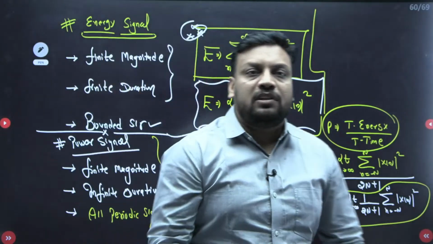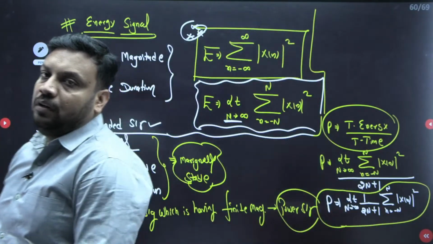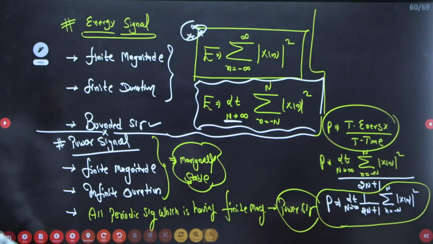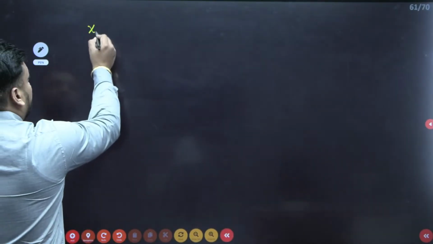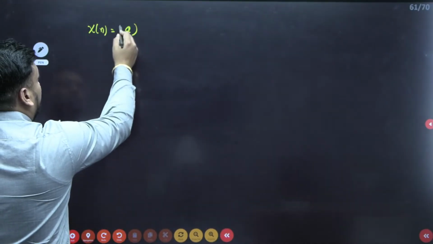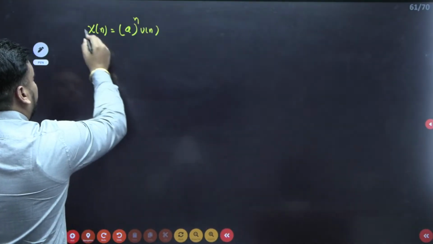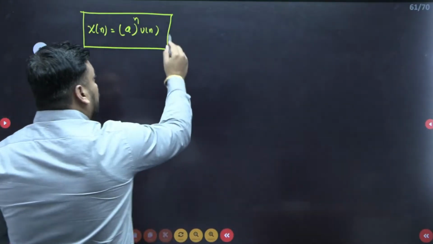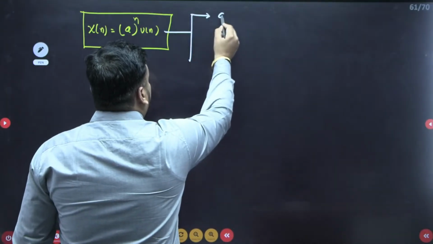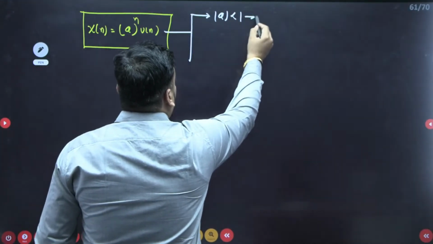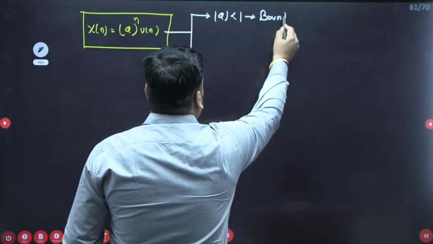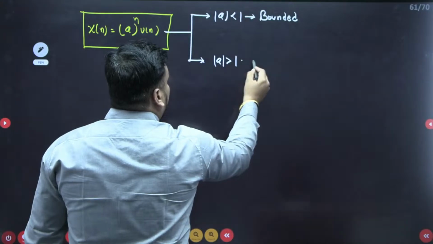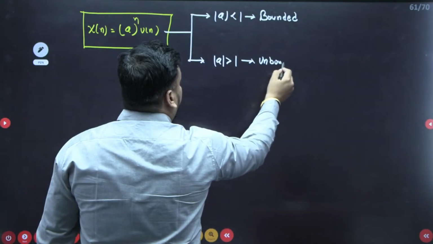Now first of all we will start some energy calculation. Let me take a student example: if x of n equals a to the power n into u of n. First of all, tell me when this signal is bounded. In this case, if the value of mod of a is less than 1, then only the signal will be bounded. Otherwise, if mod of a is greater than 1, then it will be unbounded.